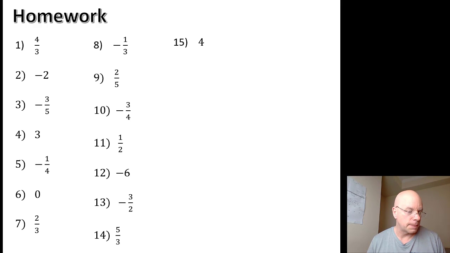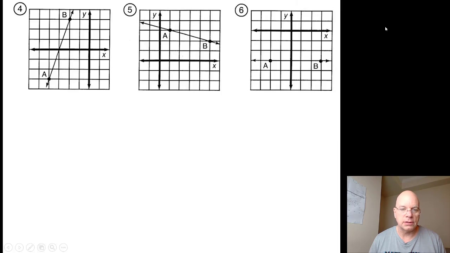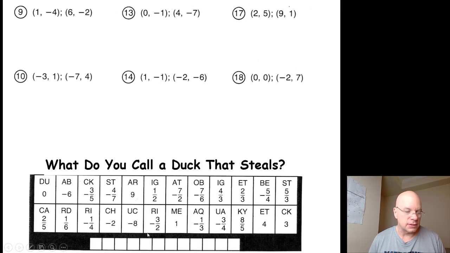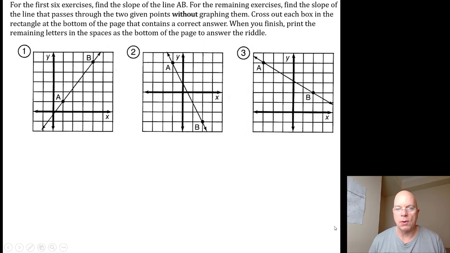15 is 4. 16, the slope is 1. 17, -4/7. And 18, -7/2. And the answer to the riddle, what do you call a duck that steals? A robber ducky. Well, we'll go through these in case there's one or more that you want to get the feedback on. If you don't need the feedback, you go right ahead to the next Nearpod slide and start on the notes.